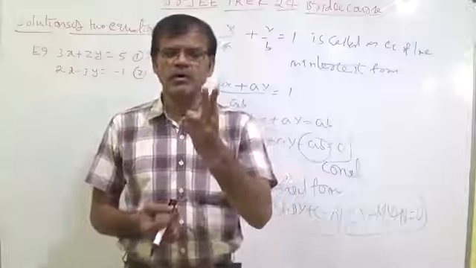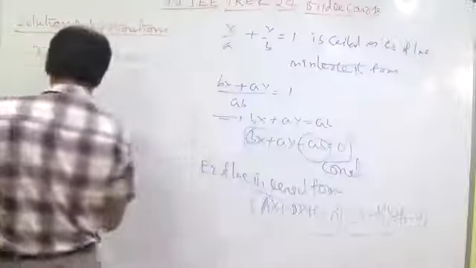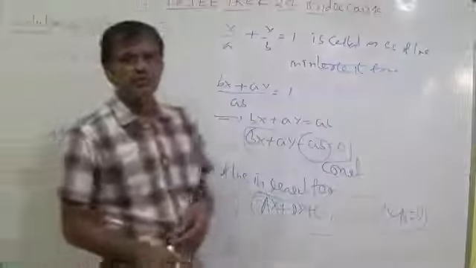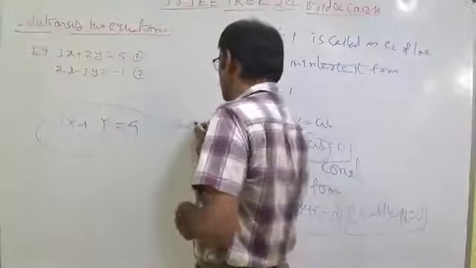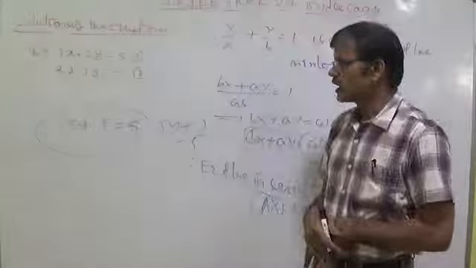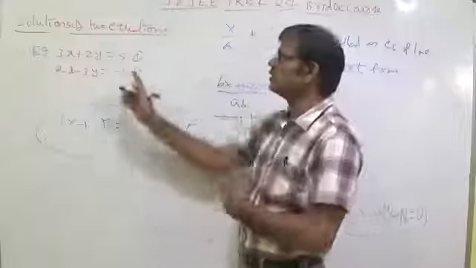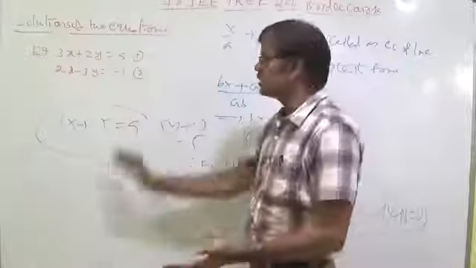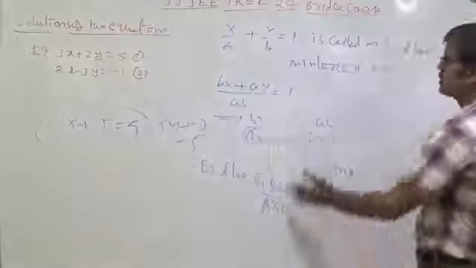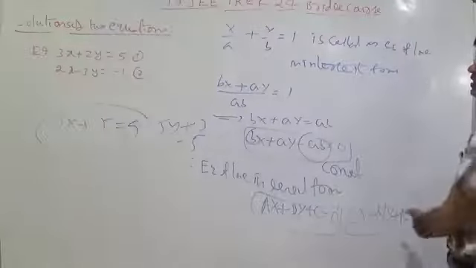If x and y are the two variables, it is called a linear equation in two variables. If it is simply 3x plus 5 is equal to 9, it is called a linear equation in one variable. Otherwise, 5y plus 3 is equal to 5 is also a linear equation in one variable. Now this is a linear equation in two variables, and I am going to discuss the equation of a line. The general equation of a line is ax plus by plus c equal to 0 or lx plus my plus n is equal to 0.